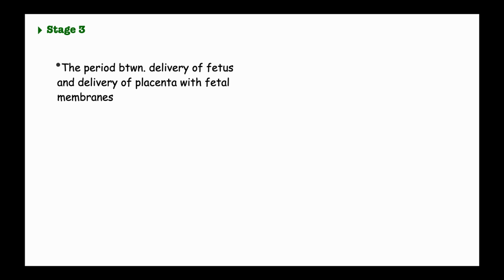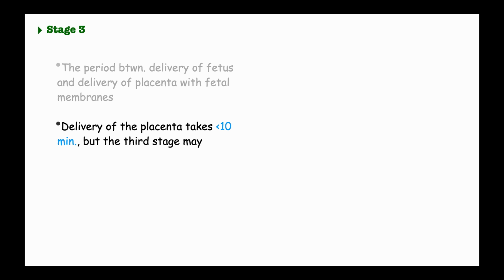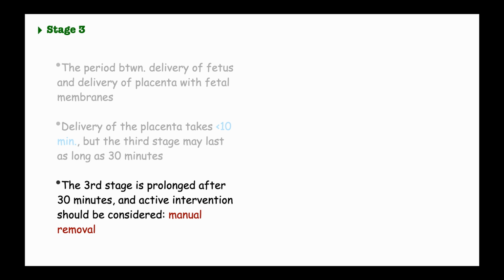The last stage of labor is the third stage of labor, and this is the period between the delivery of the fetus and the delivery of the placenta, as well as the fetal membranes. Now, the delivery of the placenta takes less than 10 minutes. However, the third stage may last as long as 30 minutes. And so any third stage which is prolonged after 30 minutes requires an intervention. And so when the woman delivers and you wait after 30 minutes and the placenta has not separated or has not been delivered, then it means there is a problem which needs to be solved.